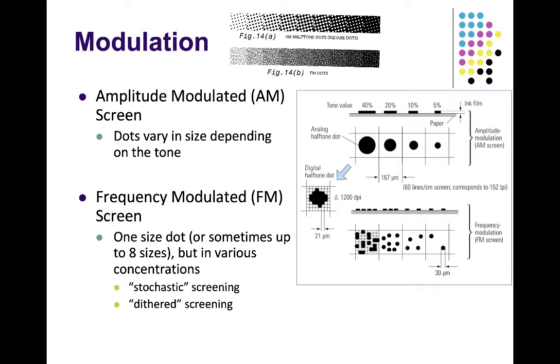Frequency modulated halftone screens are made up of a single size dot within a given area, which are concentrated in higher amounts in the shadow areas and are very sparse in the highlight areas. Frequency modulated halftones are sometimes referred to as stochastic screening and dithered screening.